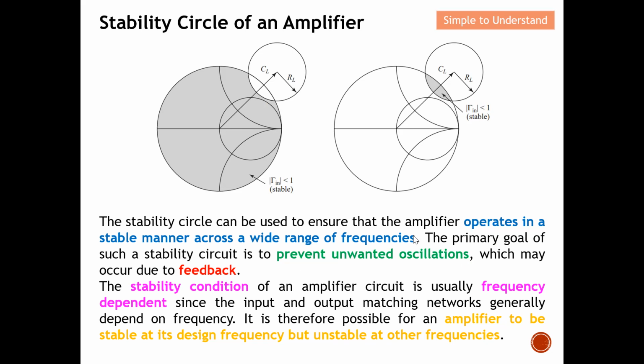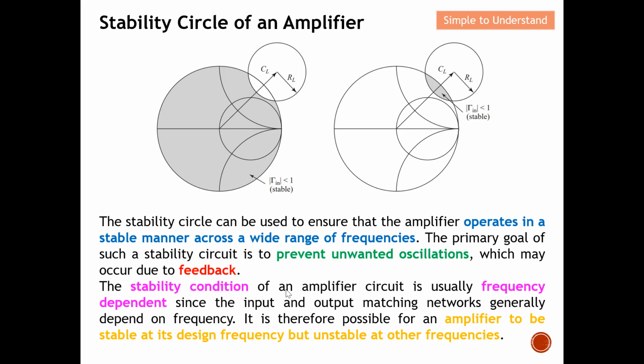In order to ensure they are stable, the primary goal of this stability circle is to prevent unwanted oscillation. Keep this in mind. Any oscillation can be due to positive feedback. Later on, I'm going to explain what positive feedback is. But in short, if we want to prevent any form of oscillation, we need to ensure that there is no positive feedback. Rather than that, we need to have negative feedback. So this is the first criterion in order to ensure the amplifier remains stable.